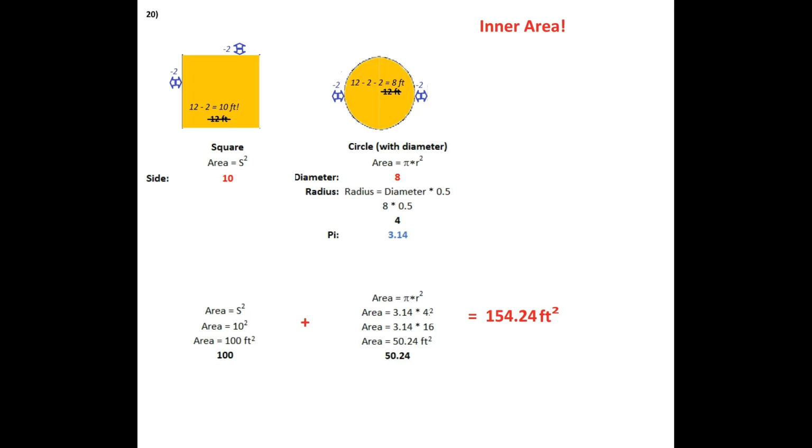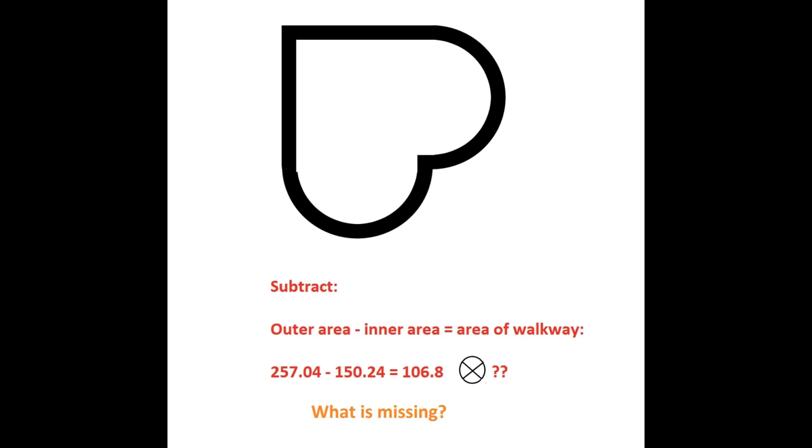Now what do we do? Here's our walkway again. We're going to subtract the outer area minus the inner area, and we should get the area of the walkway, right? The outer area is 257.04. The inner area is 150.24, and we get 106.8, but that's not the right answer. That might throw you a little bit, but don't let it. That's not right, because there's something that we skipped.